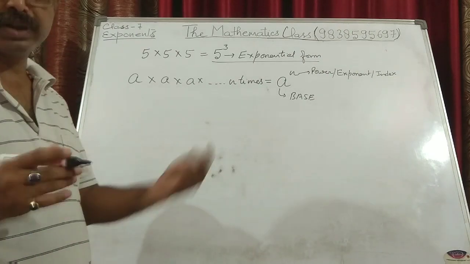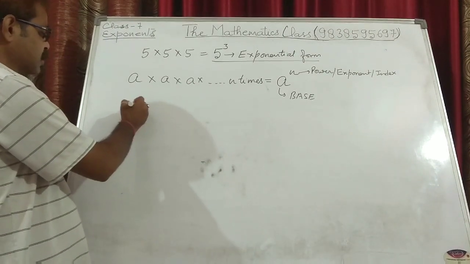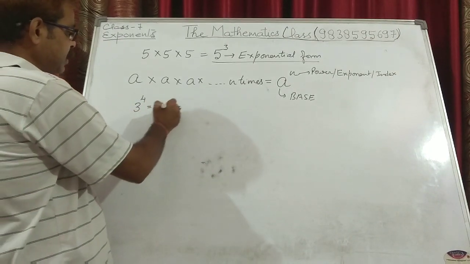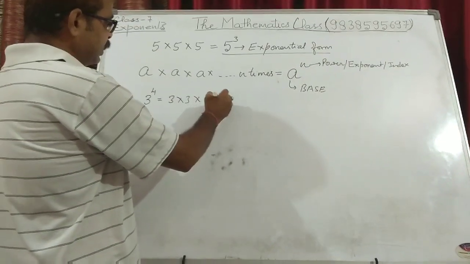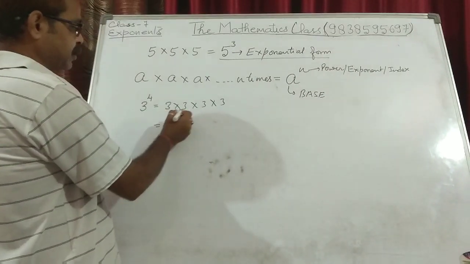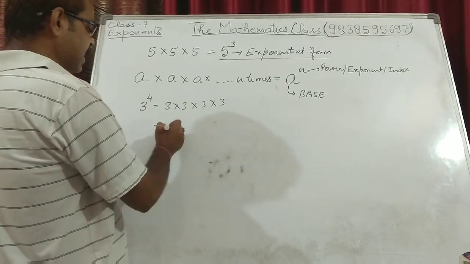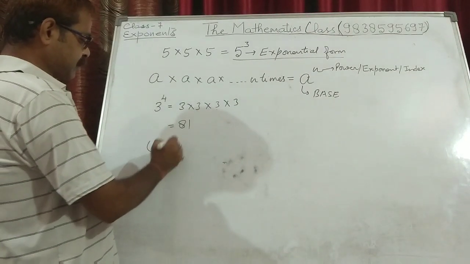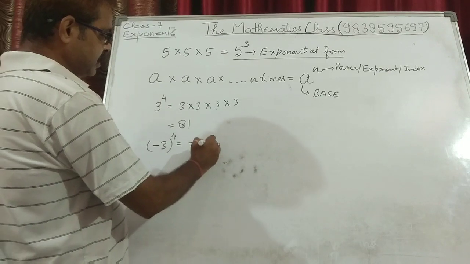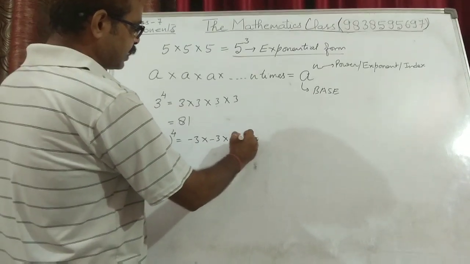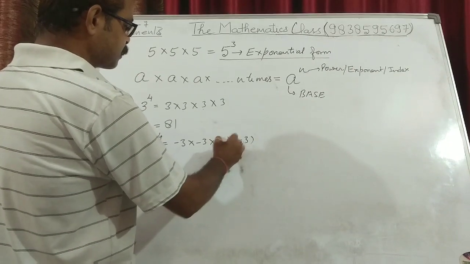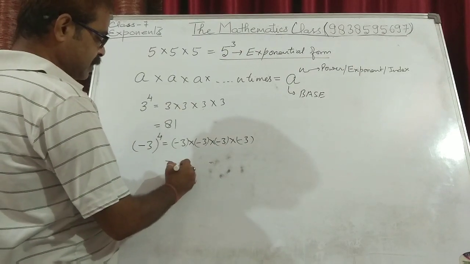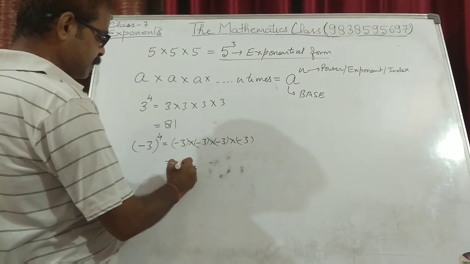Now there are a few things which you need to remember. Suppose I write 3 to the power 4. It means 3 into 3 into 3 into 3. Its value will be 3 into 3 is 9, 9 into 3 is 27, 27 into 3 is 81. Suppose I say minus 3 to the power 4. It means minus 3 into minus 3 into minus 3 into minus 3, which means minus 3 is multiplied by itself 4 times. This will be 81.